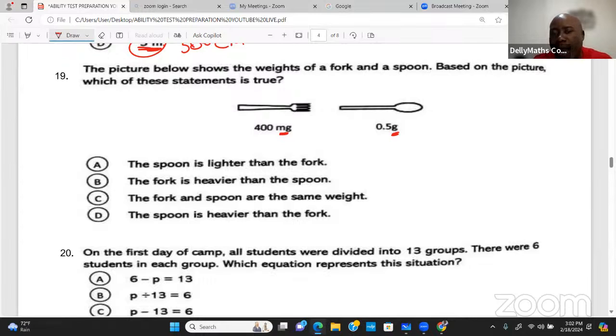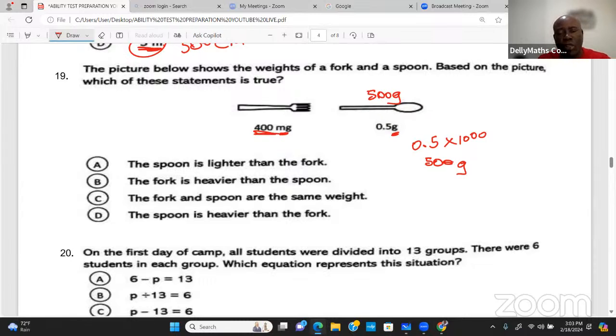If I'm going to convert my gram to milligram, it means that I'm going to multiply by 1,000. So 0.5 times 1,000 is going to be 500, because you could move your decimal point 3 places to the right. I'm going to get 500 milligram. So I'm seeing where the spoon is 500 milligram. So I'm comparing 500 milligram with 400 milligram.